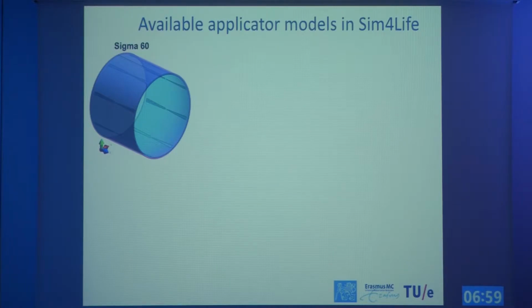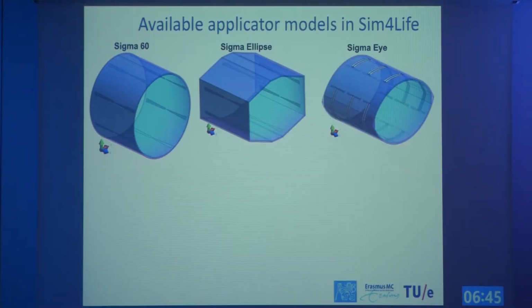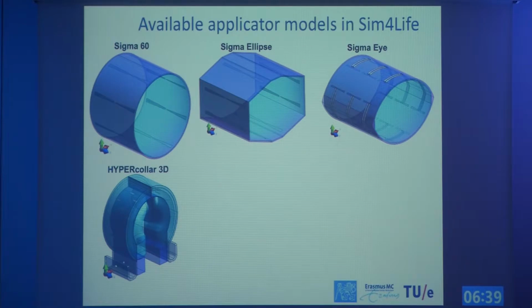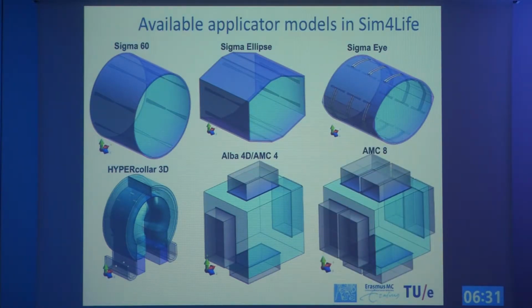In the first step, we implemented all available applicator models. We used manual measurements for the dimensions or available literature. On this picture, you see a Sigma 60 model. Here, a Sigma Eye. We also implemented Sigma I. These two we have at Rotterdam. Here you see the model of the Hypercolor 3D. We also implemented the Alba 4D and IMC8 to demonstrate the universality of the tool. All applicators are fully parameterized, so if you want to change dimensions, you can easily do it by changing the parameter file.